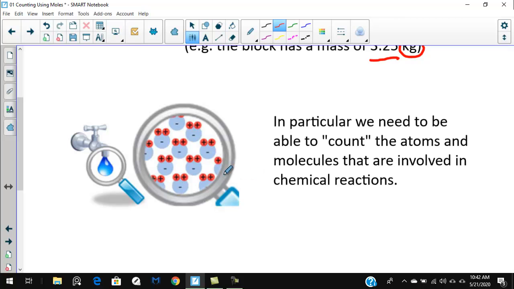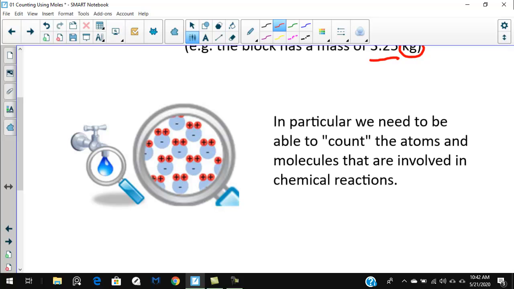Now, in particular, we want to be able to count, like here's a little drop of water, how many water molecules are actually in there. So that's what we want to learn how to do, is how to count those water molecules. And it's not possible. We can't see water molecules under a microscope. So it is impossible to just physically count them.